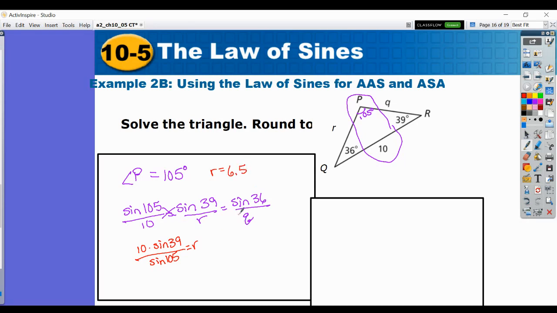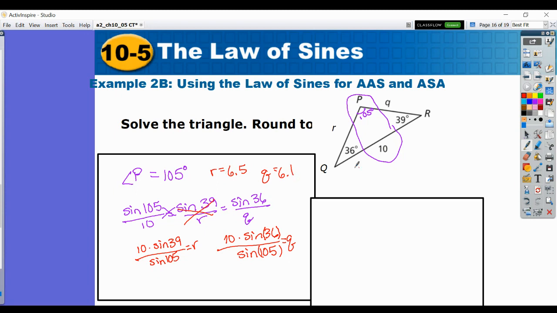In order to find little q, I then would ignore the middle here and look outside here. To find q, I'm going to do 10 times sine of 36, close parentheses, divided by sine of 105. Now, I'm saying close parentheses because when you type it in some calculators, it starts one, so you have to make sure you close it before you divide. All right, so that is little q. So when you type that in your calculator and get q, you get 6.1.